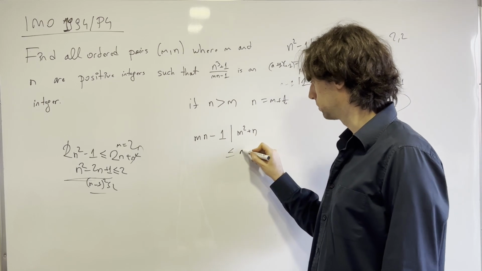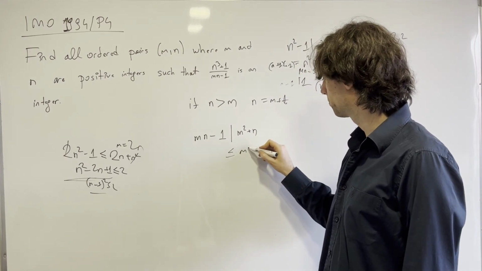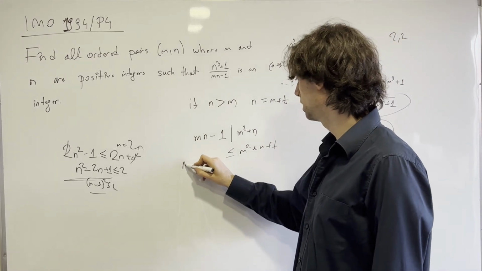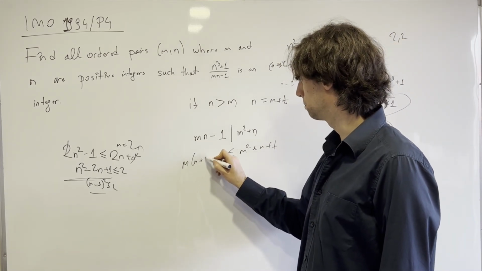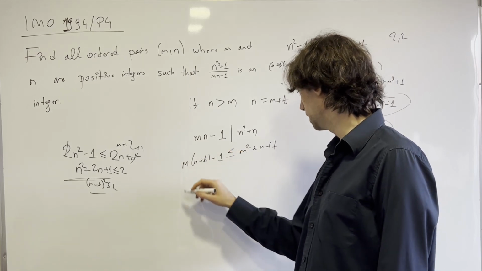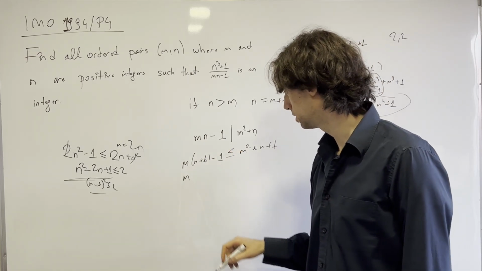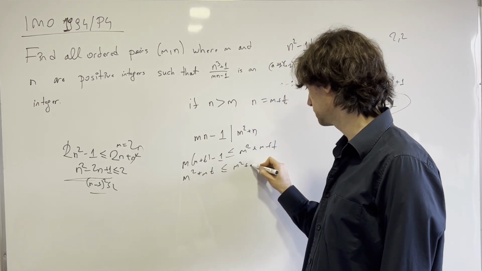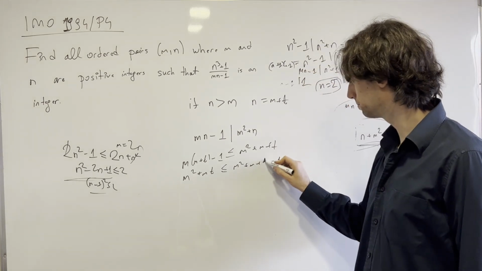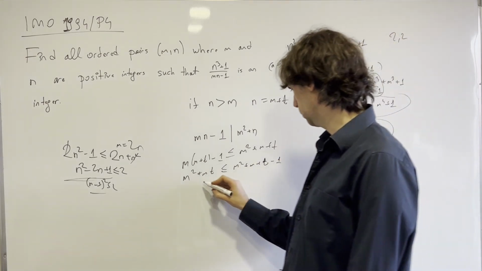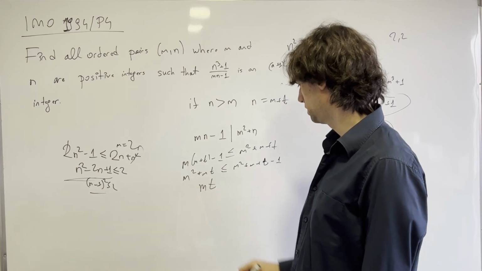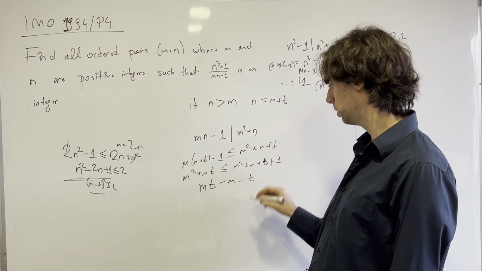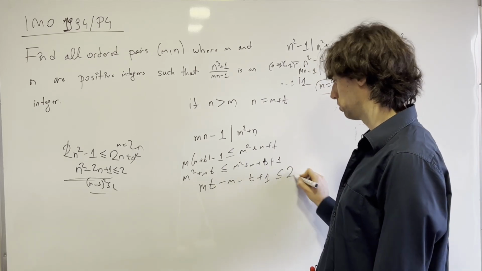And then I have this is less than or equal to. So this is going to be m squared plus m plus t. And this is going to be m times m plus t minus 1. Now this is equivalent to m squared plus mt less than or equal to m squared plus m plus t minus 1, which is now equivalent to mt. Actually, this is mt minus m minus t. Actually, this is a plus 1. Plus 1 less than or equal to 2.